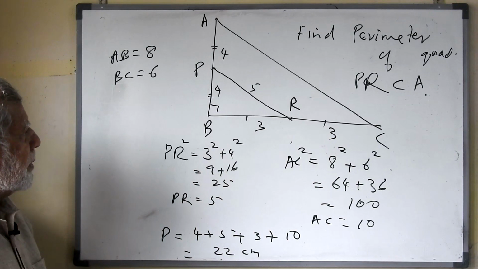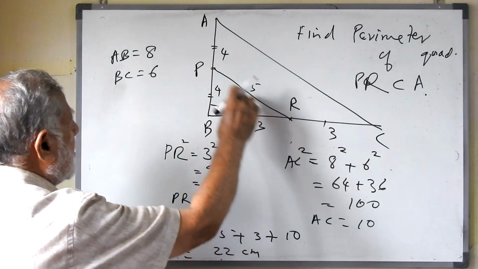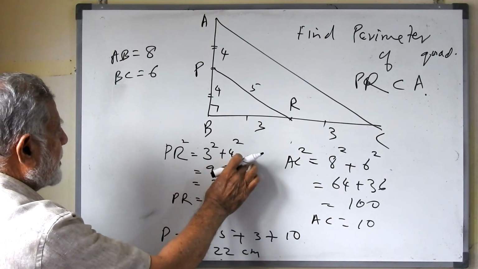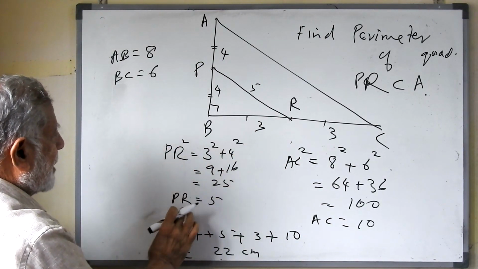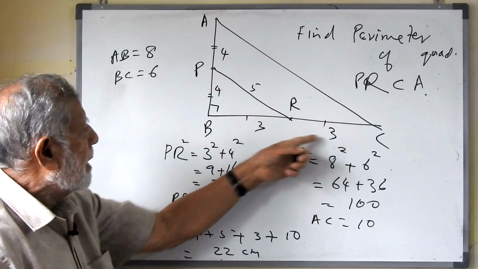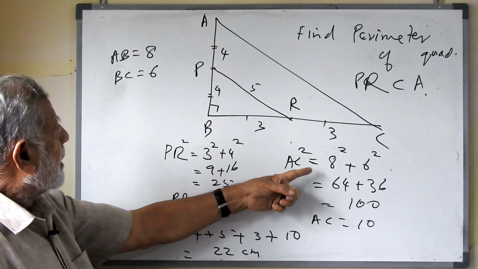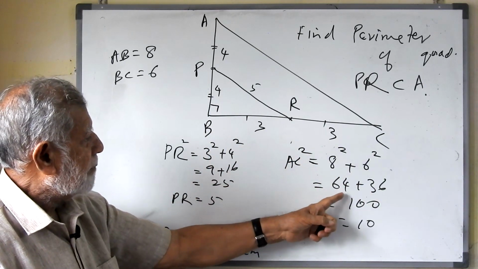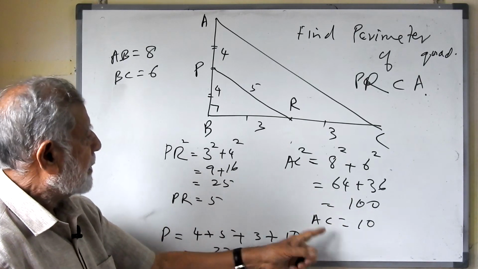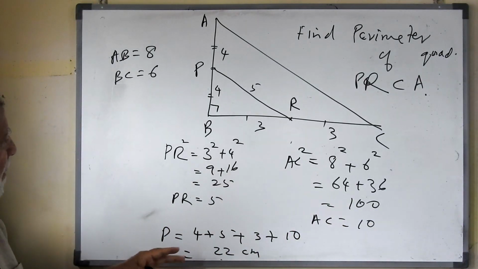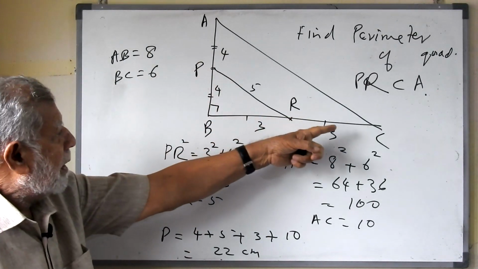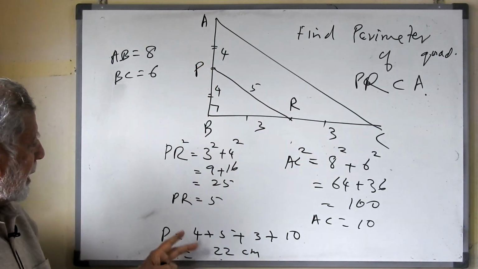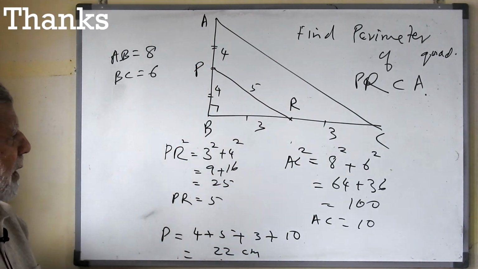Now we don't know PR and we don't know AC, but PR we can find out from this triangle. PR squared is equal to 3 squared plus 4 squared, 9 plus 16, 25, so PR is equal to 5. In the same way, in this big triangle, AB squared is 8 squared and BC is 6 squared. So 8 squared plus 6 squared, 64 plus 36, 100, AC equals 10. So the perimeter of the quadrilateral is 4 plus 5 plus 3 plus 10, that is 9, 12, 22.